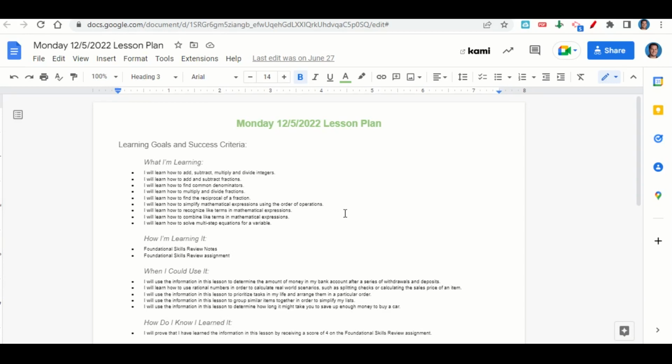How are we learning it? Through the Foundational Skills Review Notes and the Foundational Skills Review Assignment. When can we use this information?